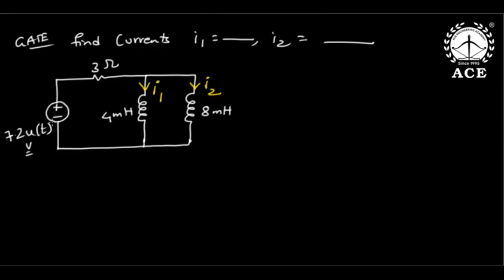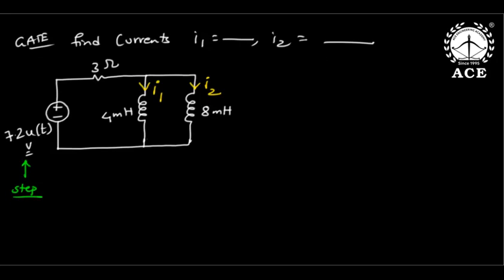So I know in DC steady state, this 72 volts, 72 u(t), is actually a step voltage, where a sudden transient occurs at t equal to 0 when the voltage suddenly rises from 0 to 72. But because the question is to find the steady state currents, why are they steady state? Any question independent of time is called steady state.